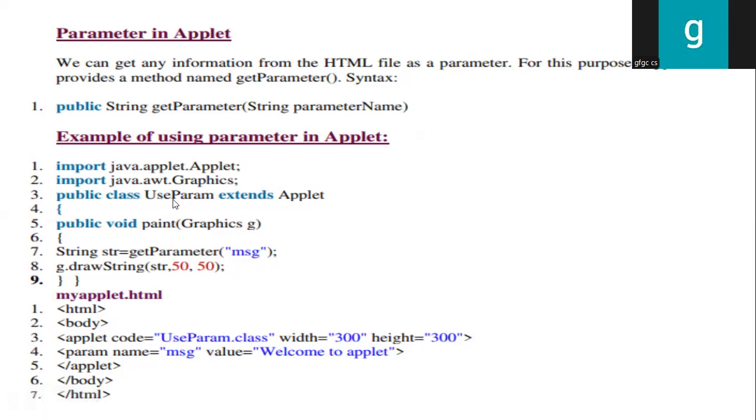Whatever class name is there, the same class name I have to take over here. Then I have to mention the name here. Then again, message, or whatever message I want to pass, I have to pass over here. Then the value should be given: Welcome to Applet.